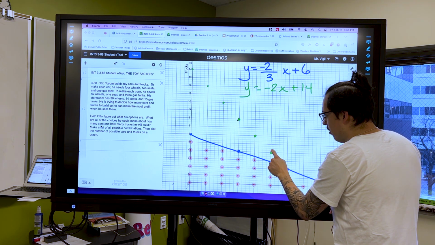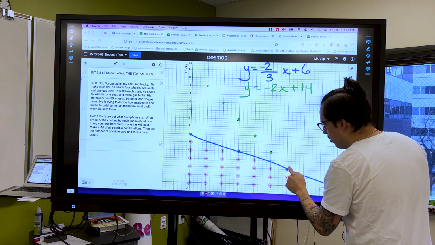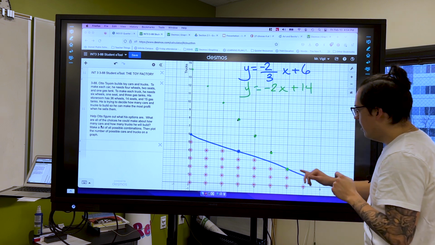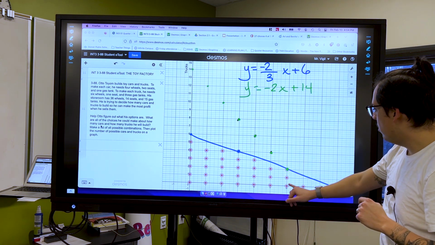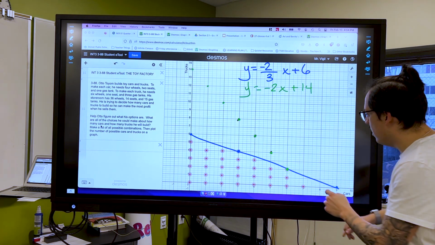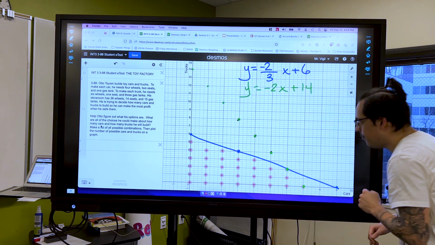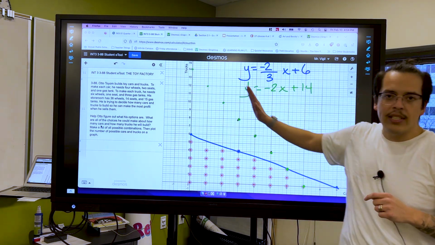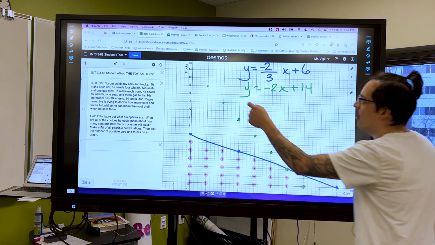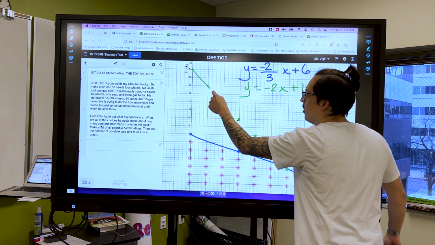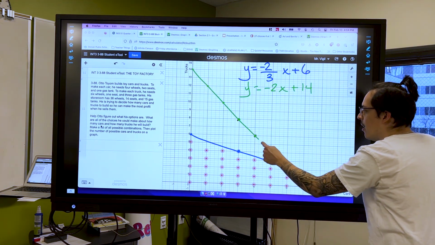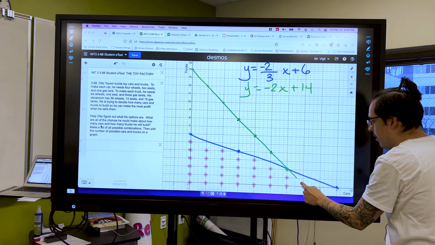I'm going to go down 4, 3, 2, over to 6. And now from 6, 2, down to 7, 0. And I have as many points as I can fit in my first quadrant. So I connect them with this straight line.